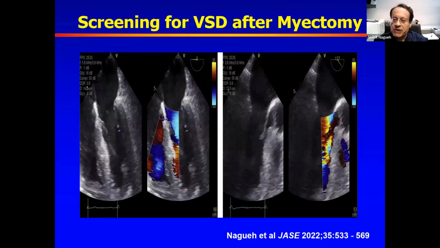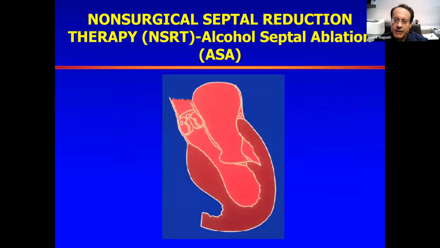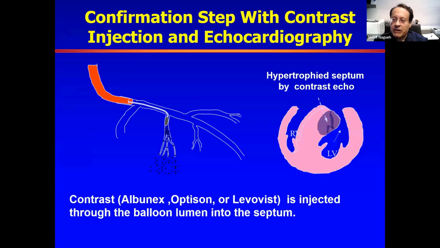You can also use color Doppler, and you should, I wouldn't say can, you should use color Doppler to look for problems. For example, the presence of a VSD. If you start with a septum that is not particularly thick, look for what happens in terms of mitral regurg, look at aortic regurg. Sometimes a coronary cameral fistula can develop, and you can recognize it as well with careful imaging.